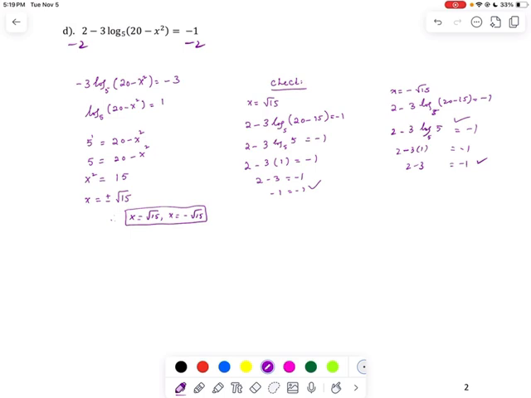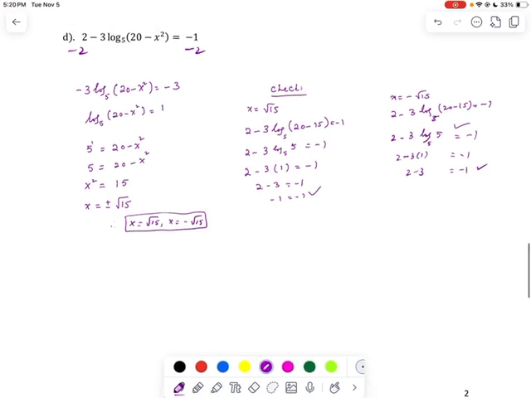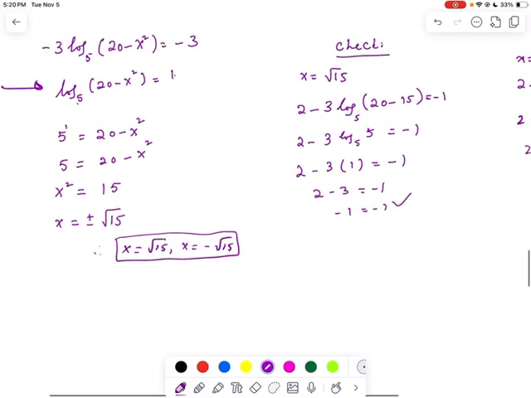So we have negative 3 here being multiplied. What we do next is divide by negative 3 on both sides, and we end up getting this equation. What does that mean now? Convert to exponential form. So 5 raised to 1 equals 20 minus x squared. Simplify. We get x squared equal to 15. So x will be plus or minus square root of 15.